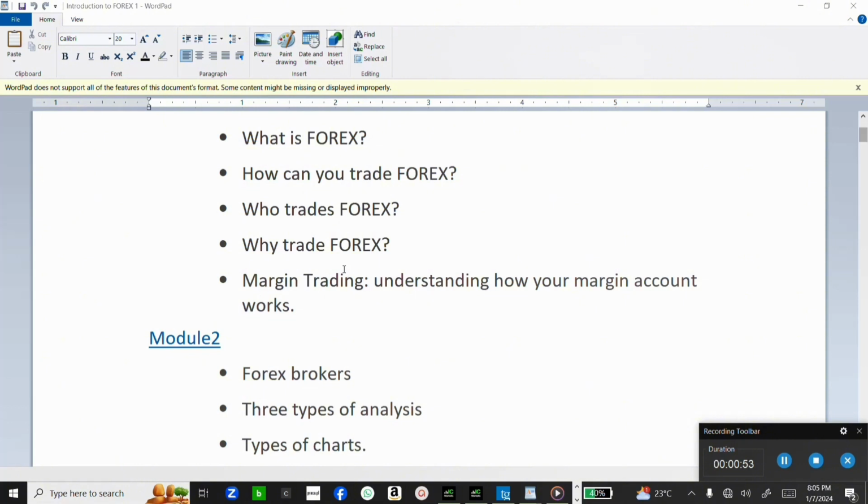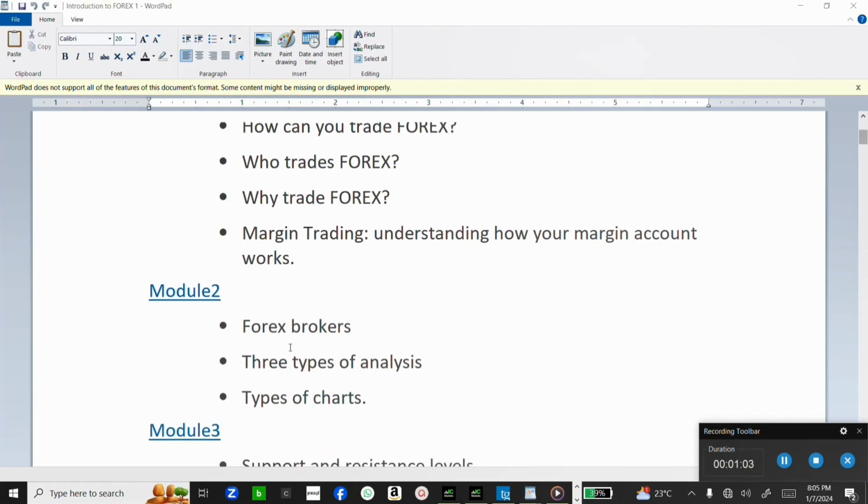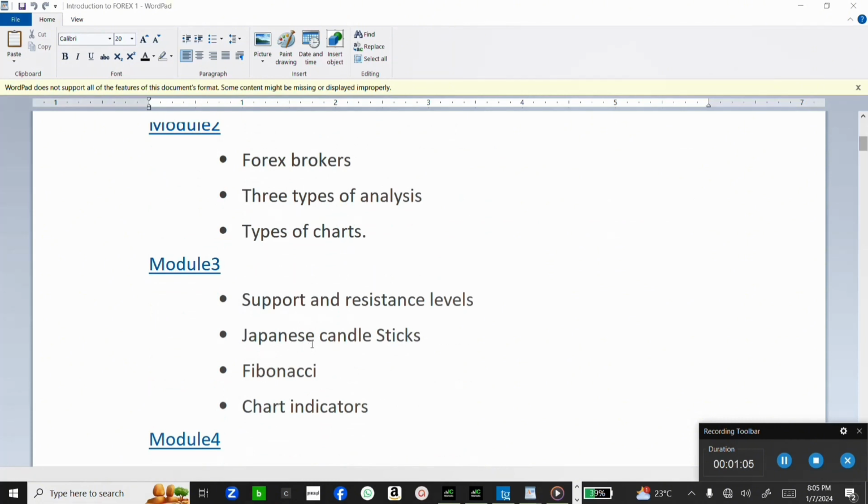Margin. Under margin trading, we are going to look at how you can use margin, leverage, lots, types of lots, types of margin to trade and to protect your account. In module 2, we are going to look at brokers. What are brokers and how can you use brokers to trade in the foreign exchange market? We are going to look at the types of analysis, sentimental, fundamental, and technical. We'll look at all of that.